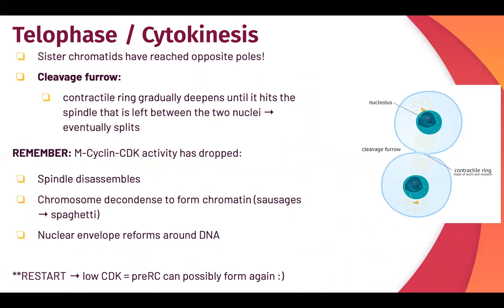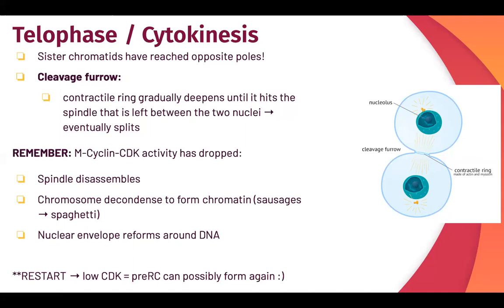Now your sister chromatids are separated, they're pulled apart from each other, and you have to go into telophase and cytokinesis because that's the last step for actually getting two separate daughter cells. It happens by a cleavage furrow that starts to form, which is basically a ring that deepens and pushes in the middle of the two membranes until it hits the spindles in the center. And it basically snaps the two in half, and eventually they split and you get two separate daughter cells.